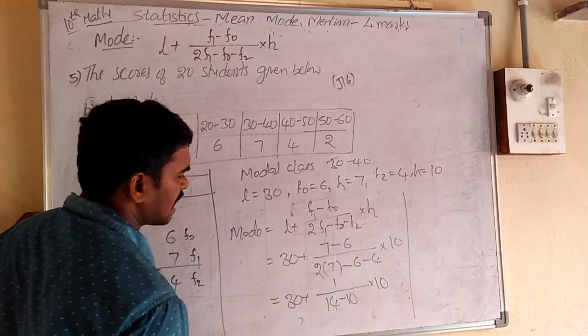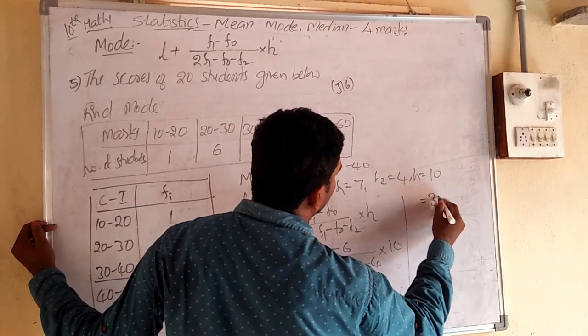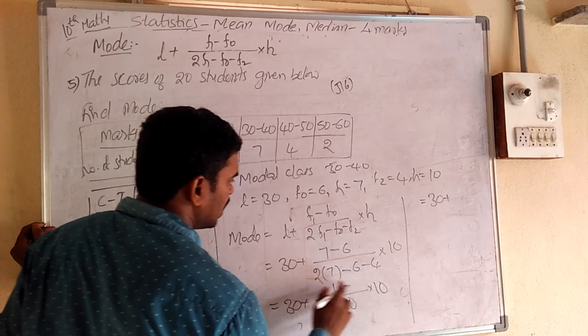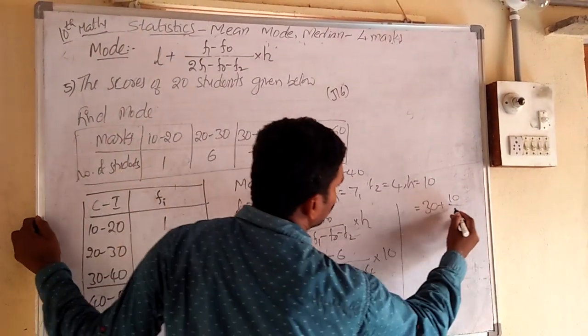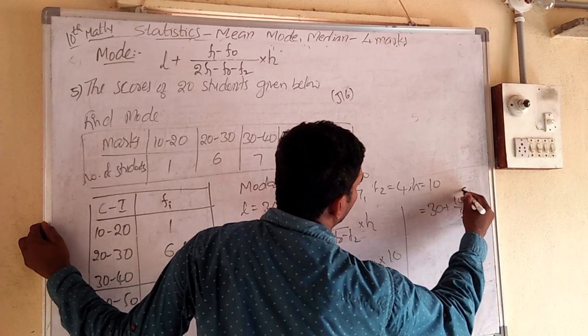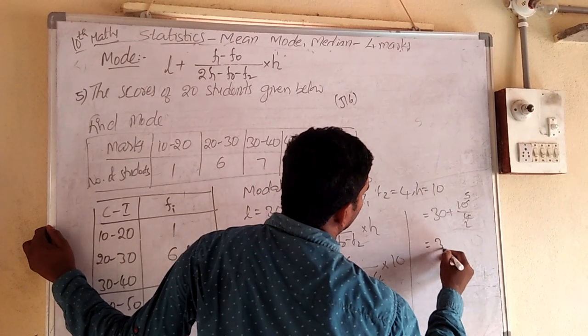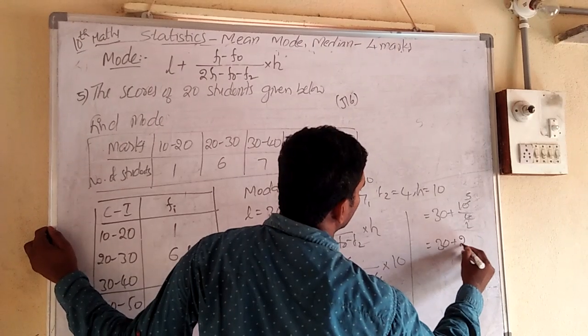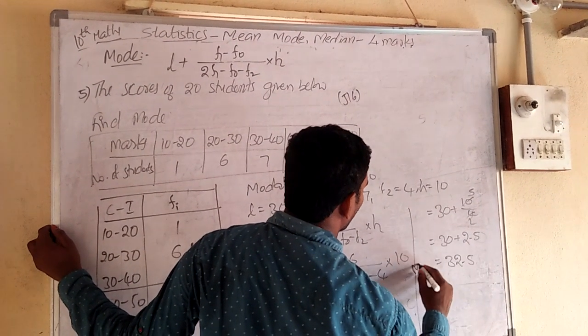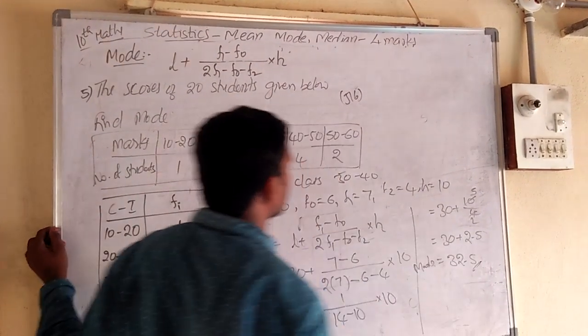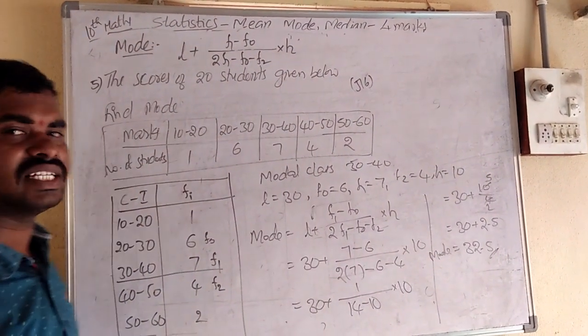Next, 30 as it is. Mode equals 30 plus 1 into 10, 10 by 14 minus 10, how much? 4. 2 2s are 4, 2 5s are 10. Next, 30 plus 5 by 2 means what? 2.5. So 32.5 is the mode. This is the solution. Okay? Very simple and very easy.